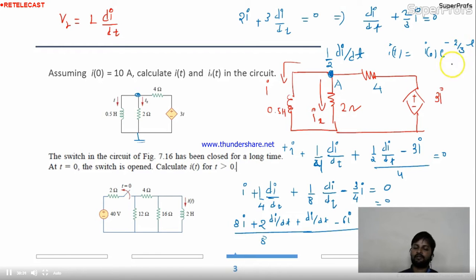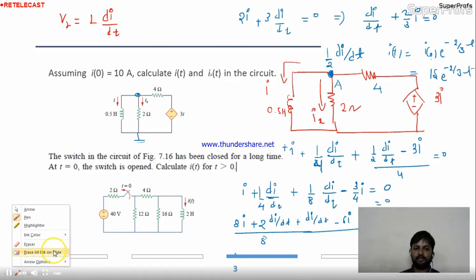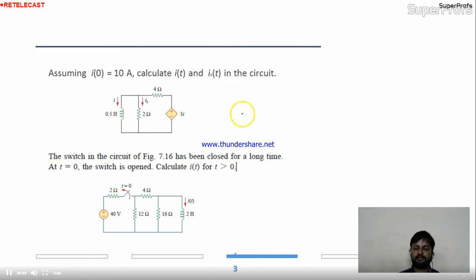2 by 3t. Okay. So your I naught is 15. So this is nothing but 2 by 3t. Okay. So finally you have the current, which is nothing but e to the power minus 2 by 3t ampere. This is the current. They ask for current IT. So you have found the IT. Now they are asking for the IX. Here IX. So yes, you can find out the IX also. So this is up to you. Okay.